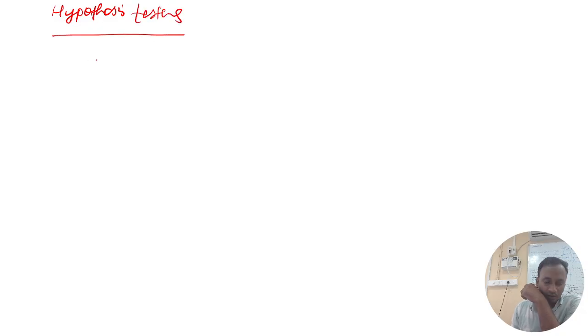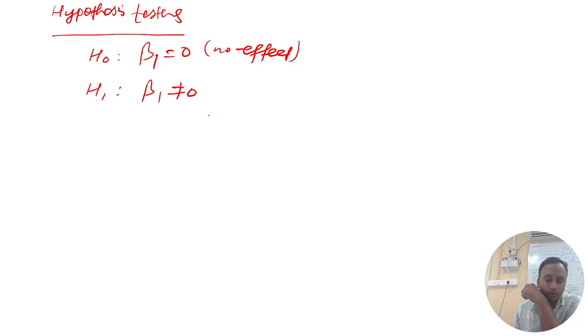Okay. So now we have to do the hypothesis testing. What is the null hypothesis? Beta 1 is equal to 0, meaning no effect. What will be the alternate hypothesis? Beta 1 is not equal to 0. It's what we'll call a two-tailed test.